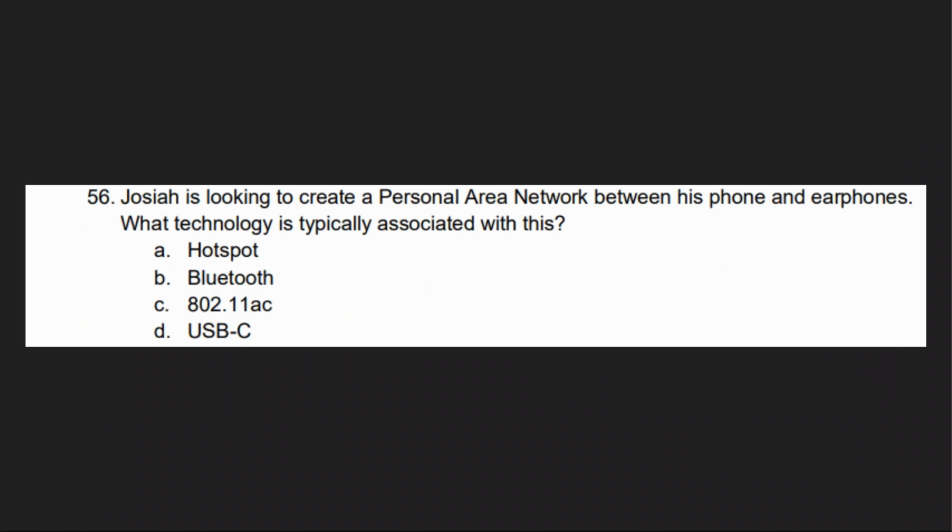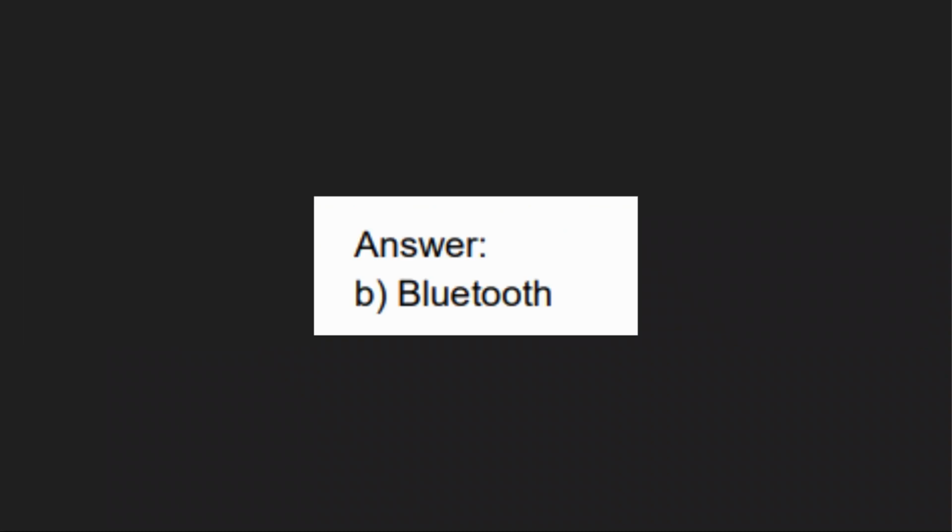Josiah is looking to create a personal area network between his phone and earphones. What technology is typically associated with this? A, hotspot, B, Bluetooth, C, 802.11ac, or D, USB-C? The answer is B, Bluetooth.